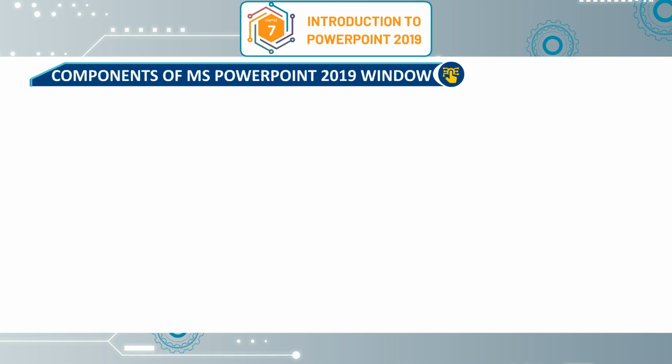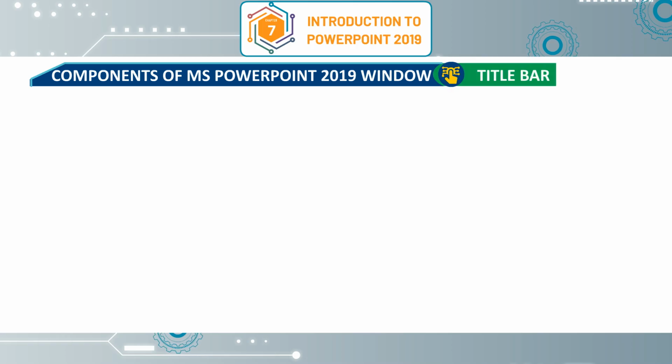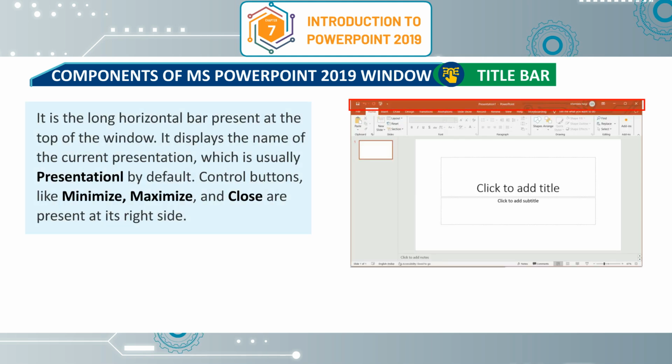Components of MS PowerPoint 2019 window. MS PowerPoint 2019 interface consists of the following components. Title bar. It is the long horizontal bar present at the top of the window. It displays the name of the current presentation, which is usually Presentation 1 by default. Control buttons like minimize, maximize, and close are present at its right side.